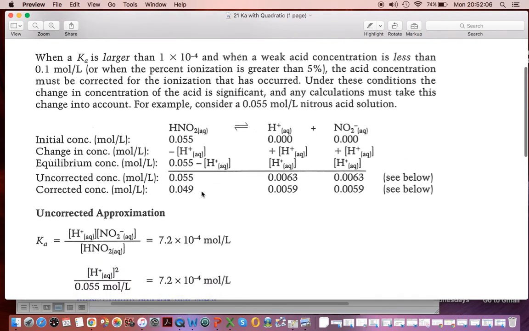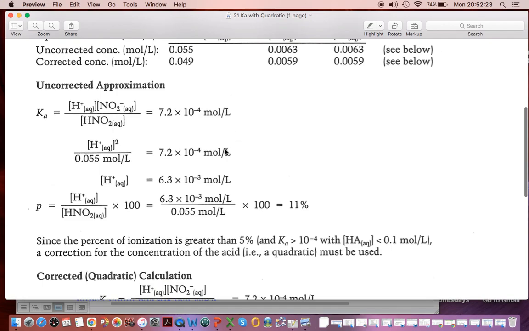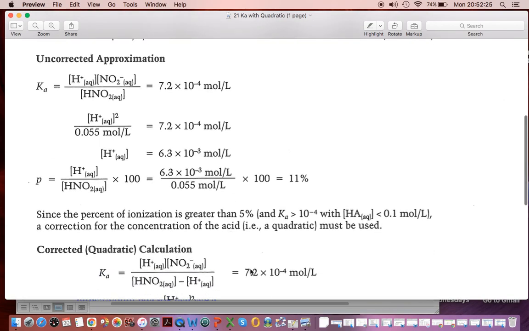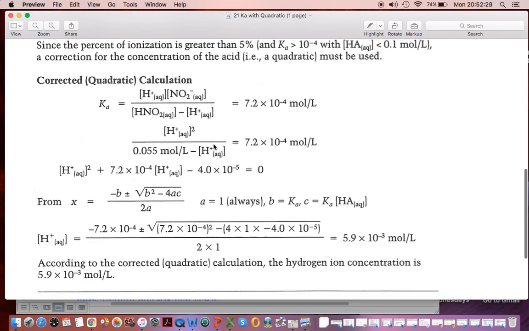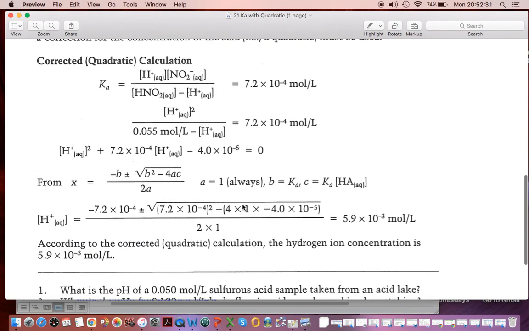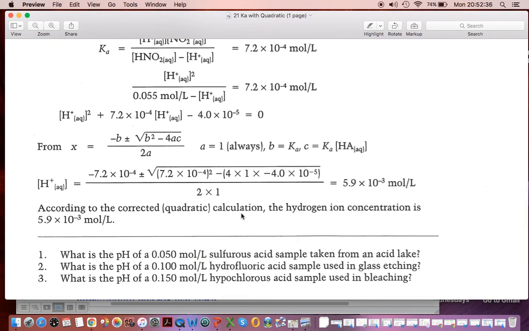And the result is we're going to get differences here. So here it said we get 0.063, but if we actually correct it, we get 0.0059 for both these things and 0.049 below. And this is showing you how to do the uncorrected approximation and why it's better to do the corrected one, which involves the quadratic equation or setting your equation to finding the zeros from the equation.